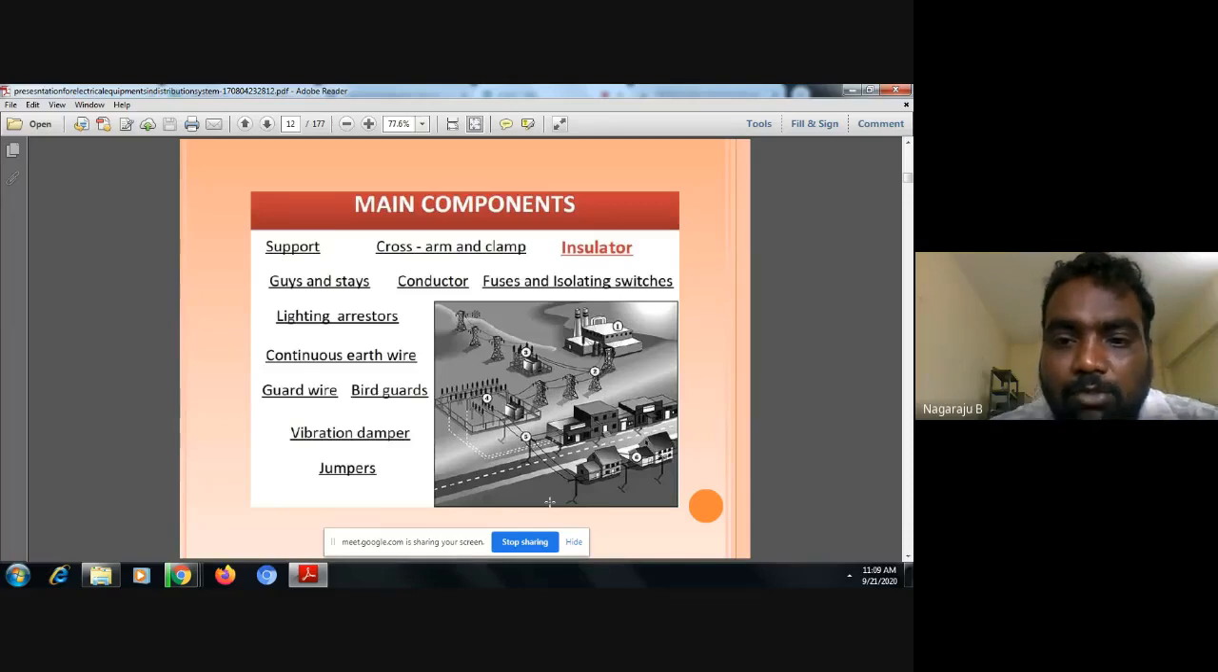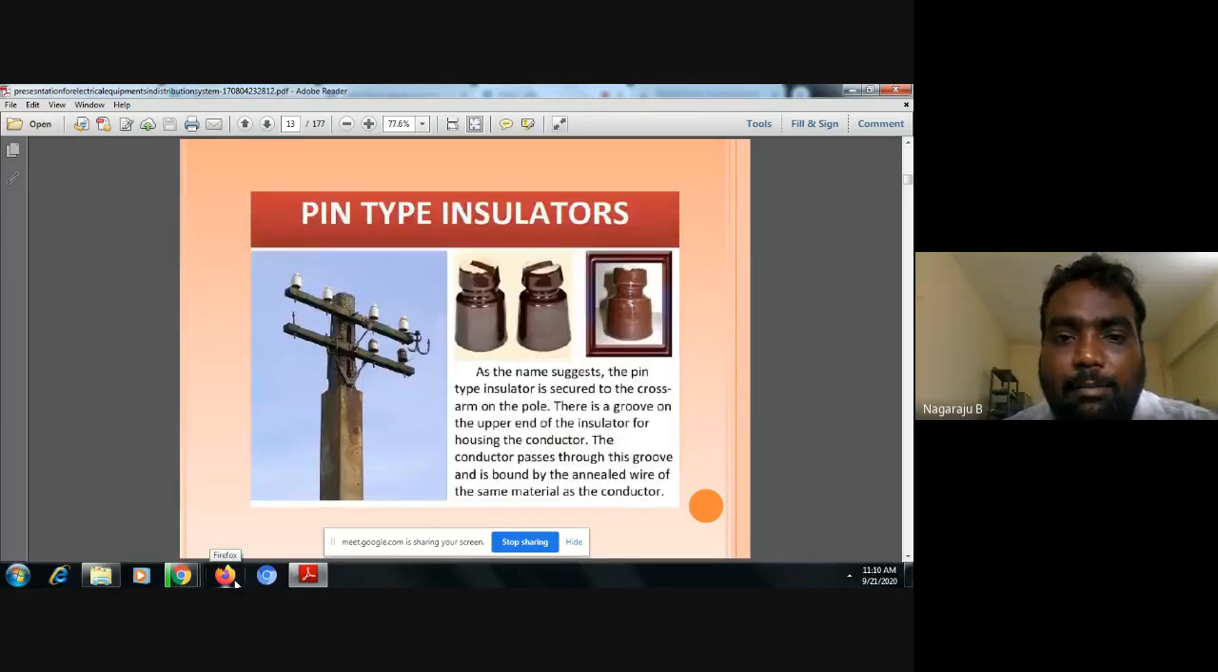Here, where we use the support, cross arm and clamp insulators, is in the generating unit. Second are guys and stays, conductors, fuses and isolating switches. So like this you have the major components. This is about one insulator to give support. This is a pin type insulator. A pin type insulator is secured to the cross arm on the pole.